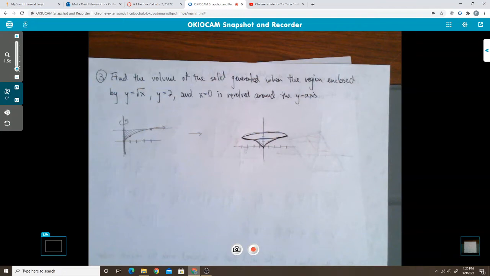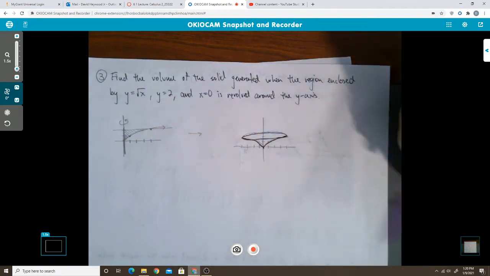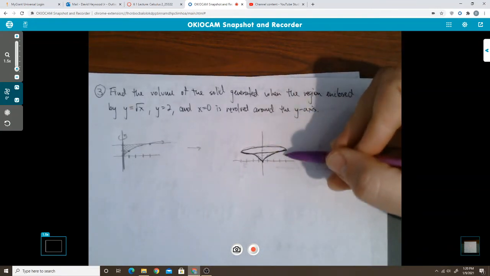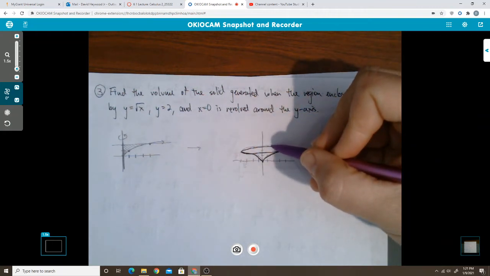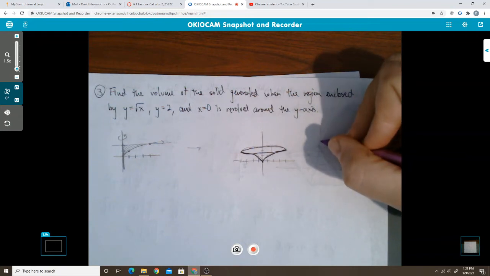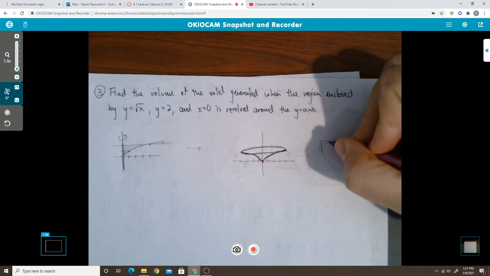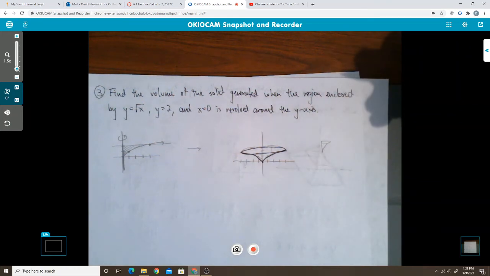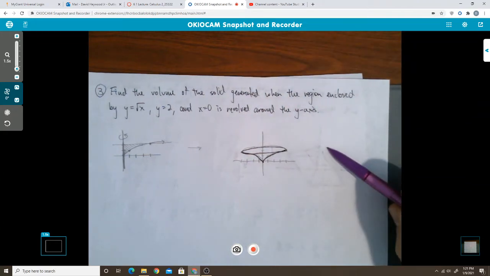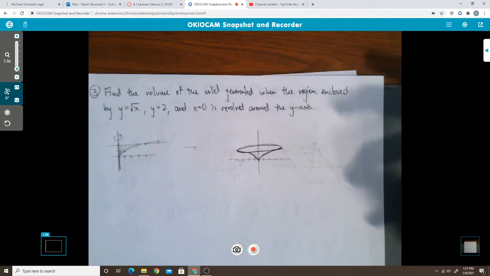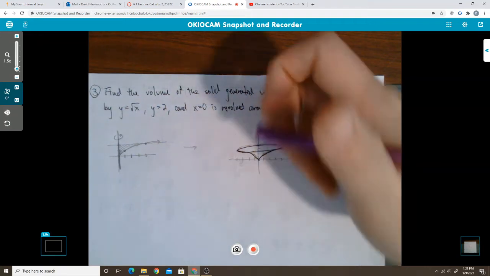Now, if we take vertical slices like we did on the last problem, notice that we're not going to get circles. Like if I take a vertical slice here, I'm going to get this weird looking kind of shape, right? But it's definitely not a circle, right? It's not a circle. And in fact, I don't know how to calculate the area of that. So I don't want to do that.